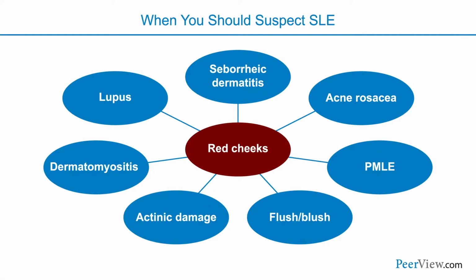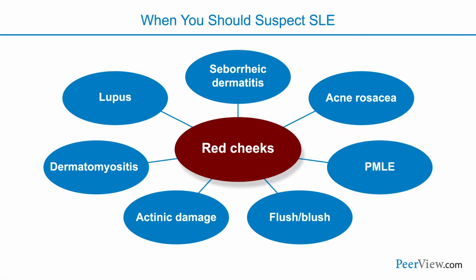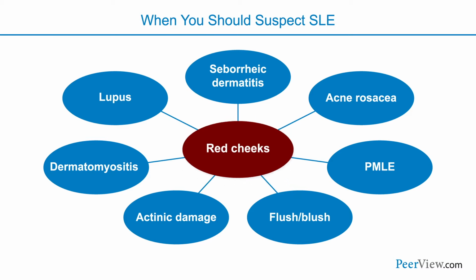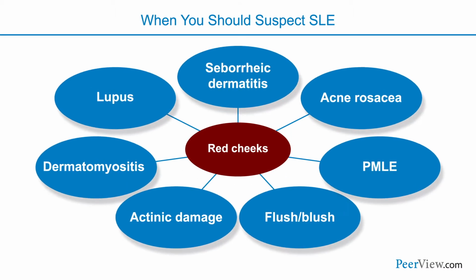So when should you suspect SLE? I want to start with cutaneous manifestations because nothing is simple in lupus. So patients often think that any redness of their cheeks is a lupus rash. But we see red cheeks all the time that have absolutely nothing to do with lupus. For example, from seborrheic dermatitis, acne rosacea, a flush or a blush. Actinic damage from years of sun exposure may reveal telangiectasias.